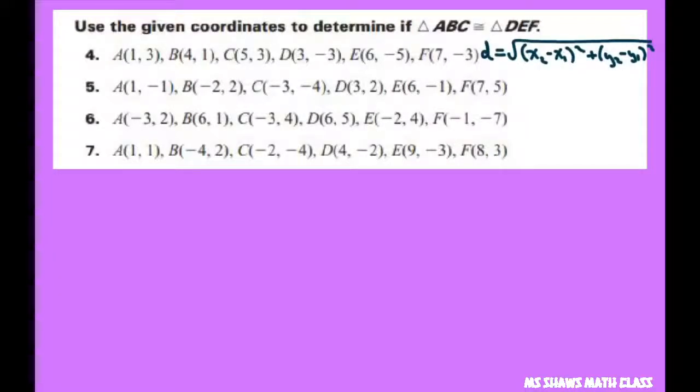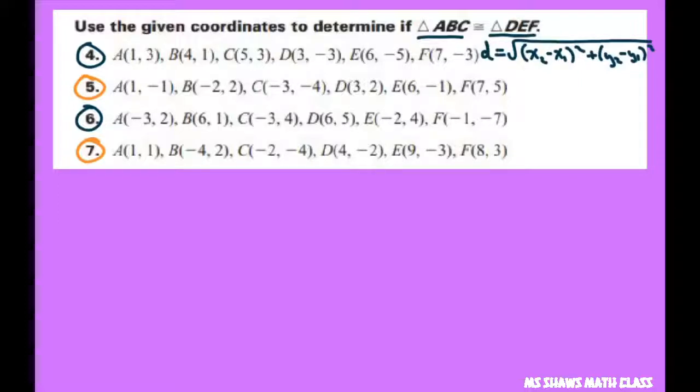Hi everyone, we're given the coordinates, and we're going to determine if the triangles are congruent. So we want to determine if triangle ABC is congruent to triangle DEF. I'm going to do 4 and 6, and I'll leave it to you to do 5 and 7, but I'll tell you if they're congruent or not.